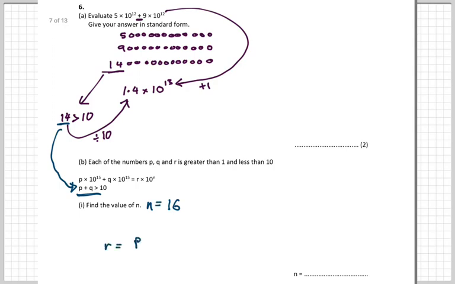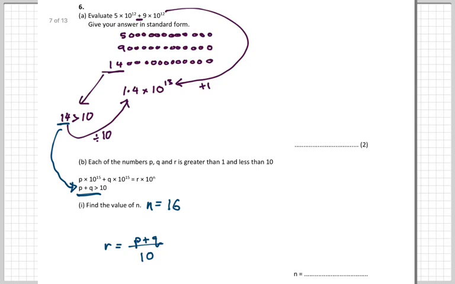For r, 14 didn't stay as 14, 9 plus 5 didn't stay as 14, it became 9 plus 5 divided by 10. So r, that number in standard form, is going to be p plus q divided by 10. Now check that this makes sense with 6a. 5 plus 9 is 14 divided by 10 is 1.4, which is what r would be. And the power in question 6a is 12, and the power for the answer is 13, so it's gone up by 1. So it all makes sense, it all fits with the question we did in 6a.